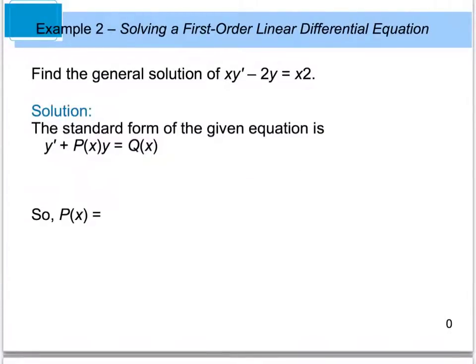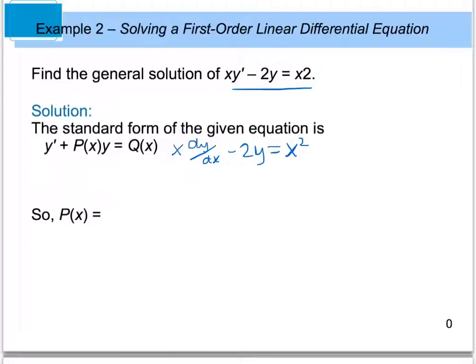Example 2 says to find the general solution of x y prime minus 2y equals x, and that should be x squared. I apologize. We are going to want to go with the standard form of the given equation, y prime plus p(x)y equals q(x). And in this case, we're going to have to write this equation in that form. So right now I have x times dy/dx minus 2y equals x squared.